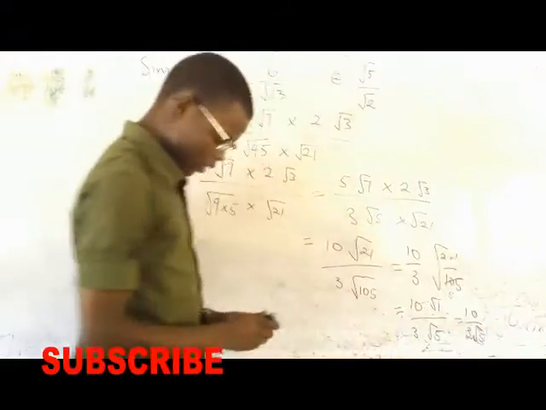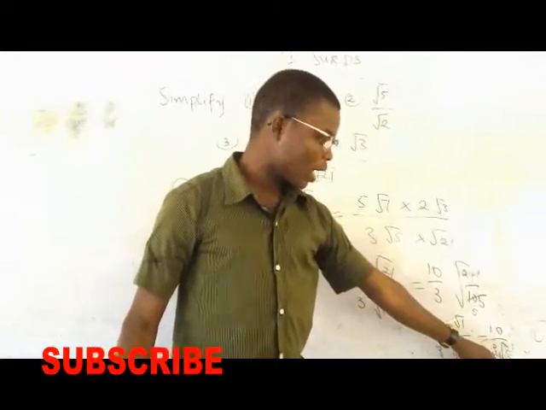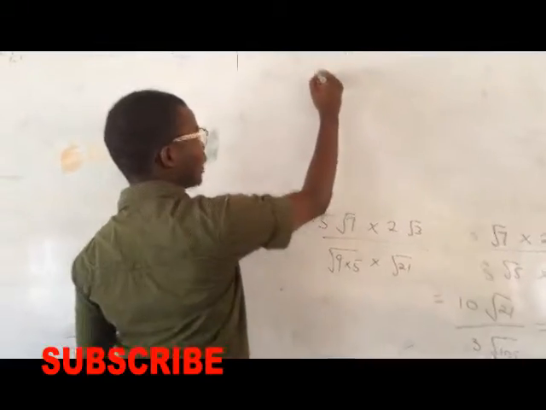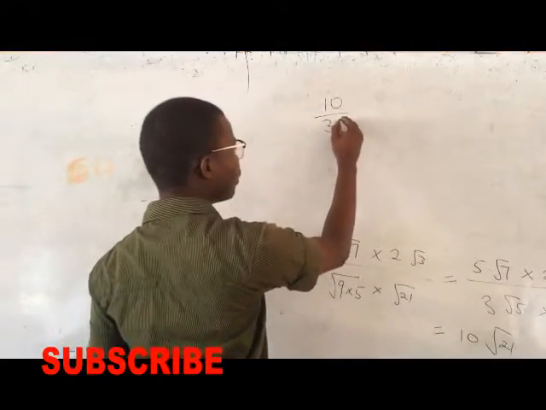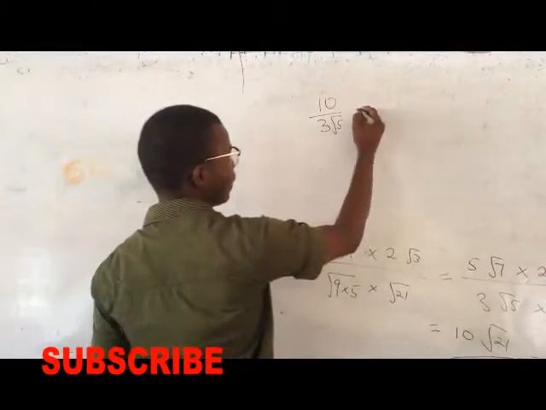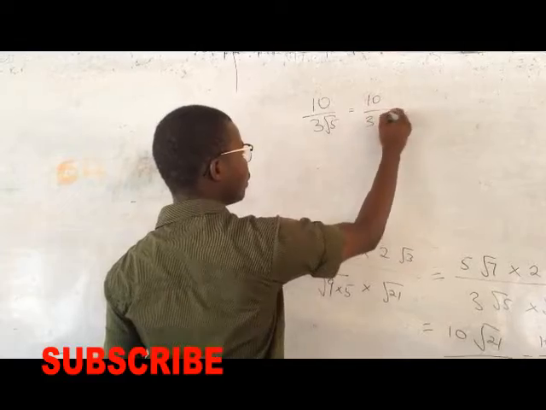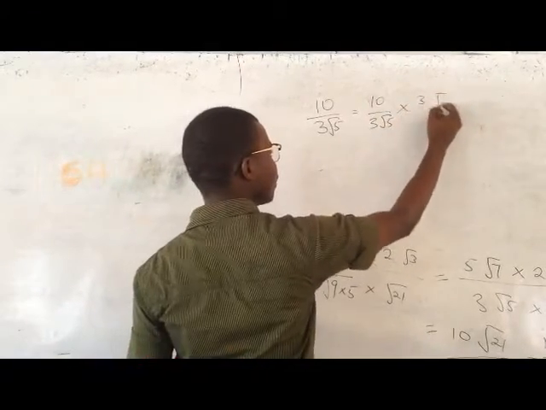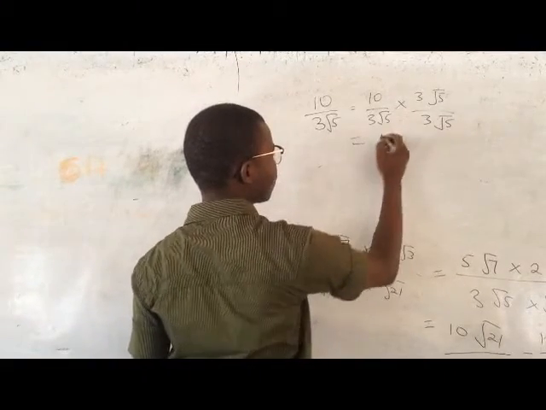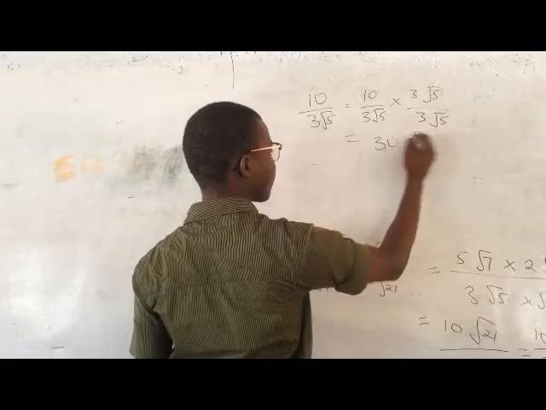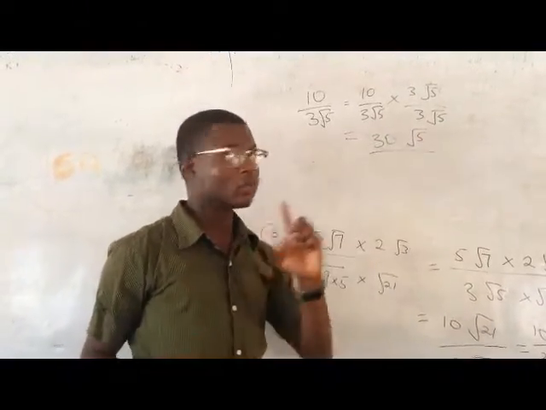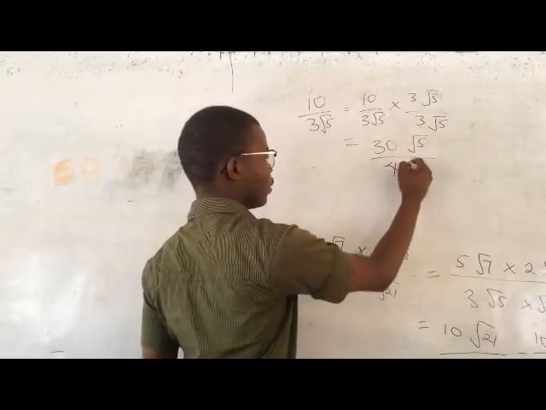Now don't forget, a surd must not be at the denominator. So we have to rationalize that. Now I want to rationalize 10 over 3 root 5. Don't forget how to do that. That equals 10 over 3 root 5 times 3 root 5 over 3 root 5. And that gives us 30 root 5 over 3 times 3 is 9. Now root 5 times root 5 is 5. So that 9 times 5 is 45.